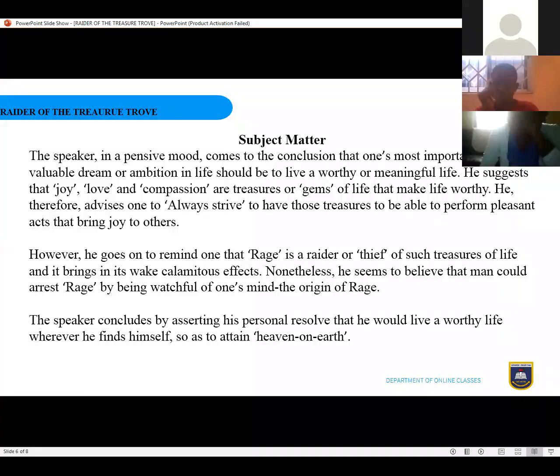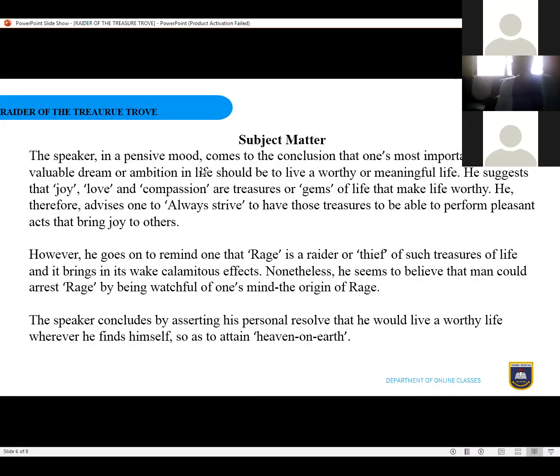I'm sure you agree with me. You're a human being, you don't have joy. You don't have love. You don't have compassion. Then you are not a correct human being. So joy, love, and compassion are treasures or gems of life that make life worthy of living. Now, he therefore advises one to always strive.